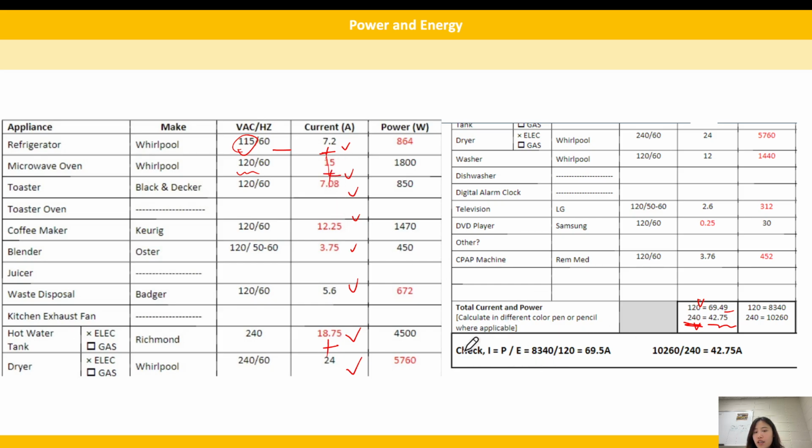And finally, you can check whether your answer is correct or not. Like I is P divided by E. So you already calculated the appliances with 120 V. The power is 8340, and the V is 120. You can directly use the power divided by E to get the I, and see whether the number is the same as this one or not. If it's the same, it's correct. If it's not, you have to calculate again to check your answer.